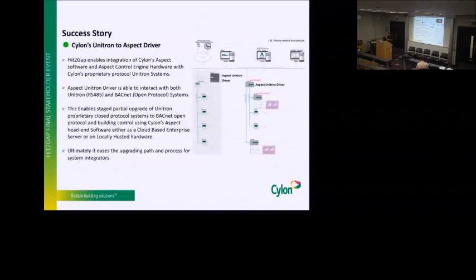I mentioned the Unitron movement to an open protocol. It's been a key development for Cylon, and it's come out of this Hit-to-Gap platform to enable us to do that. And as I mentioned again, it's a key upgrade path where you can now partially upgrade systems. And the vulnerability for us is that you can now look at integrating other people's kits. So if you want to take somebody else's BACnet kit and get it working with Cylon kit, that's a possibility.